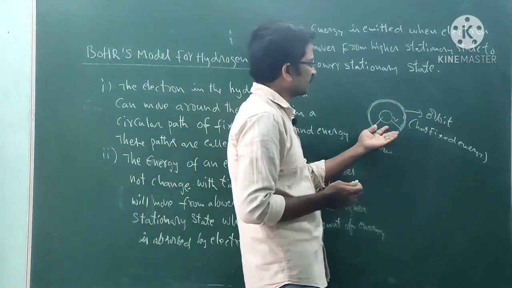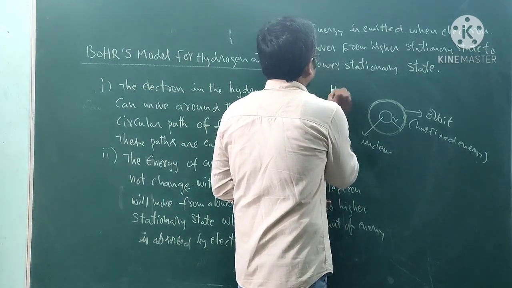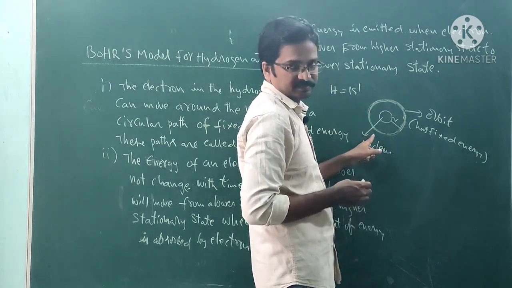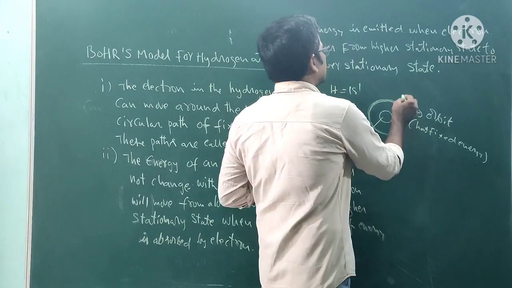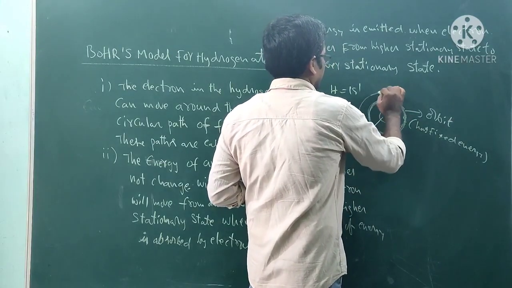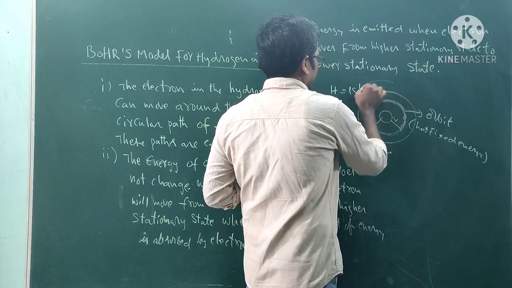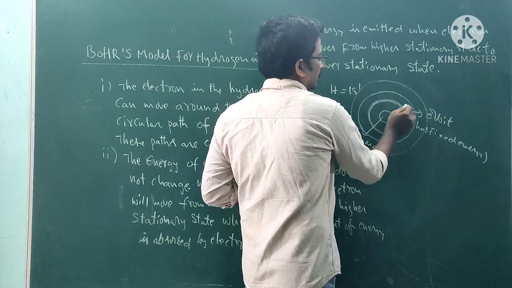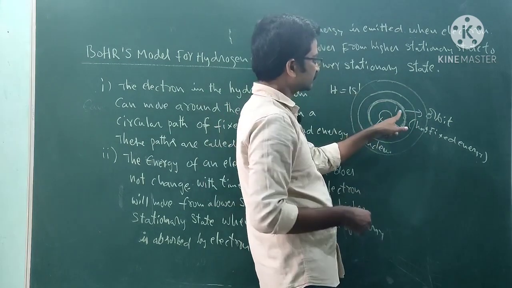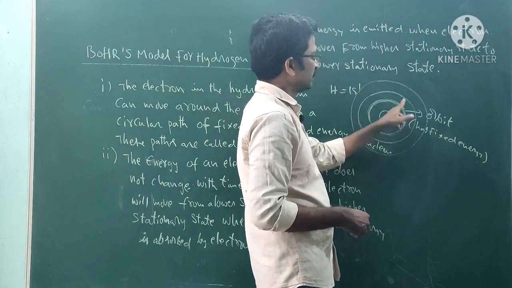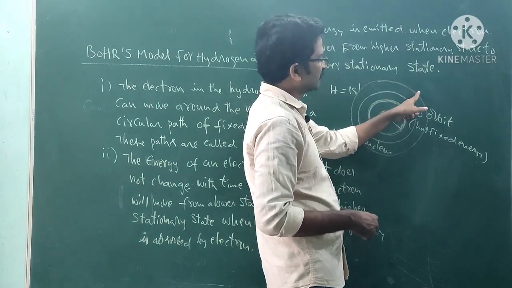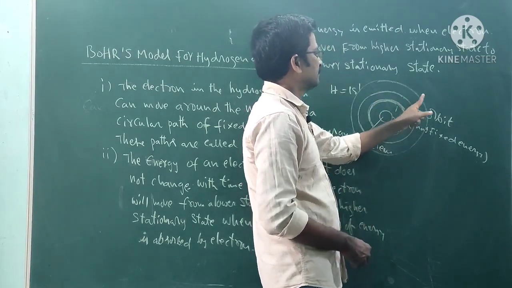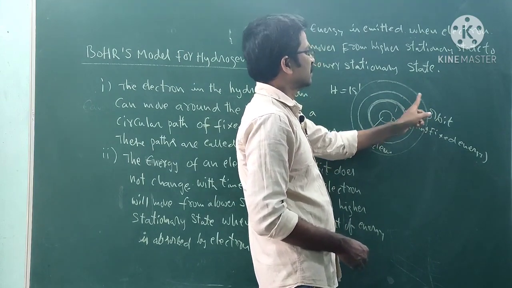Here in the hydrogen atom, let us take the electron configuration for hydrogen, 1s1. So one electron is present, and it circulates like this. There are other orbits also present, but the electron is present only here, in 1s1. This path and this path are also called orbits: the first orbit, the second orbit, the third orbit.